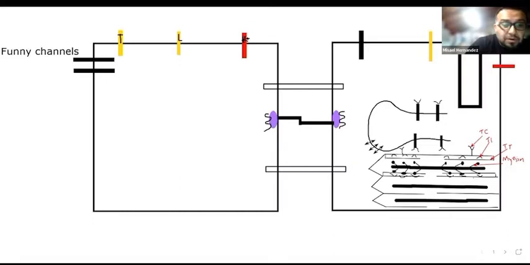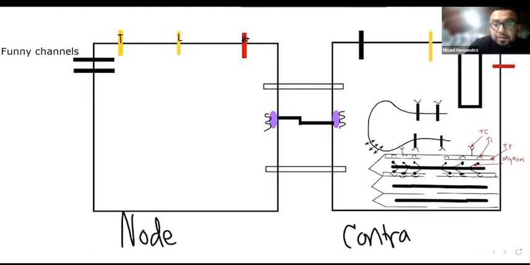We have our node cells, or nodular cells, and we have our contractile cells. You need to know that your nodular cells are the SA node, the AV node, and all the fibers that conduct electrical impulses. That's what I'm referring to when I say nodal cells.